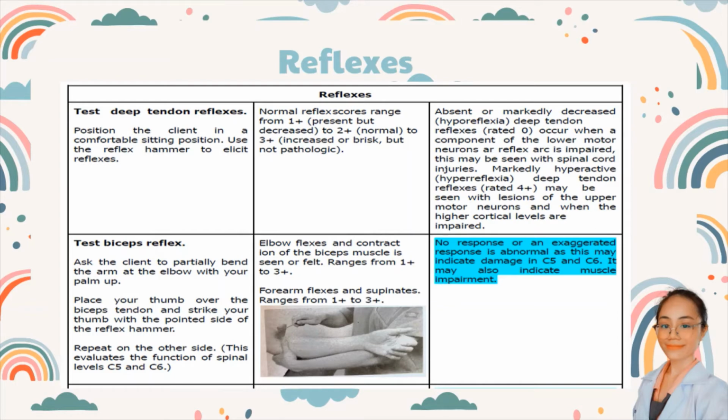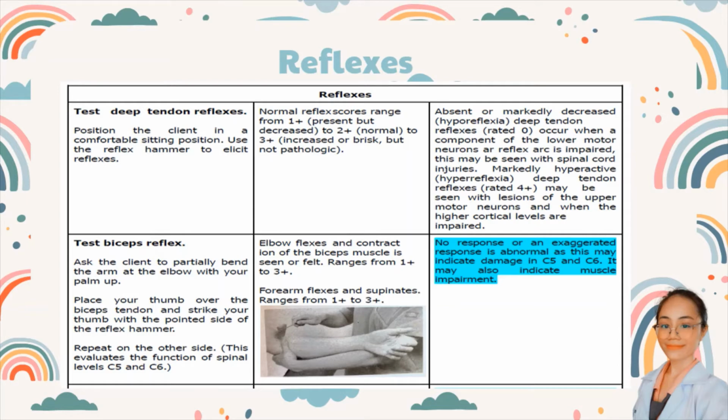For the abnormal findings, absent or markedly decreased reflexes, deep tendon reflexes rated 0, occur when a component of the lower motor neuron reflex arc is impaired, and this may be seen with spinal cord injuries. Markedly hyperactive deep tendon reflexes, which are rated 4, may be seen with lesions of the upper motor neurons and when the higher cortical levels are impaired.